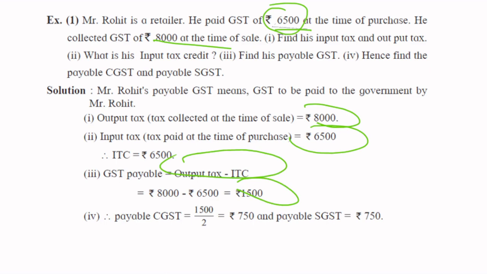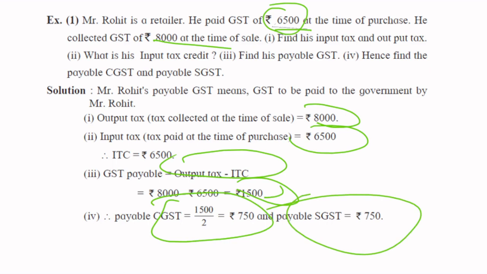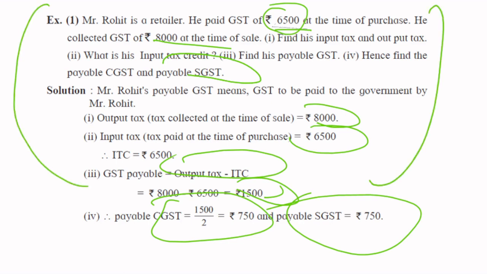Find the GST payable. How much GST do you have to pay? You have to pay GST total 1,500, but out of that, you know, CGST is half of GST and SGST is also half of GST. 750 you have to pay as CGST, 750 you have to pay as SGST. Hence find the payable CGST and SGST. This is a very straightforward example. I hope you understood the meaning of input tax, output tax, input tax credit and the GST trading chain overall.